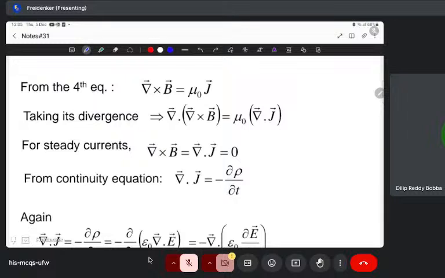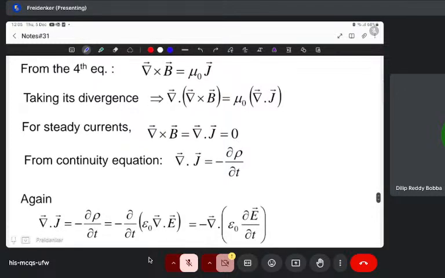So steady current. Steady current in the sense there is no accumulation of charges. By this I mean the current is constant, which means charges don't accumulate, but current is not changing. It's steady. It's just constant. When current is constant, there will be no divergence of J. What is J? J is nothing but di by dA, right?